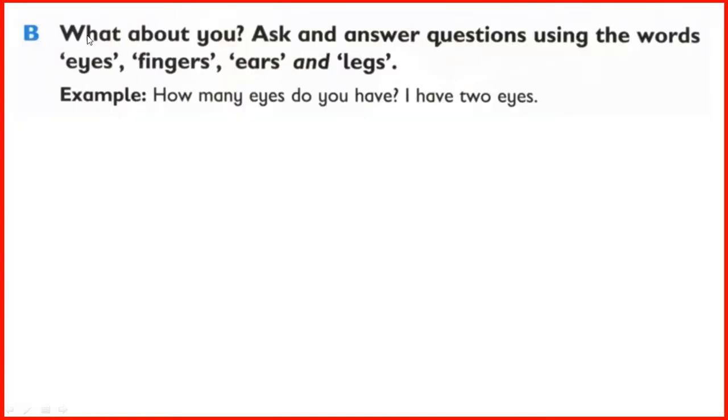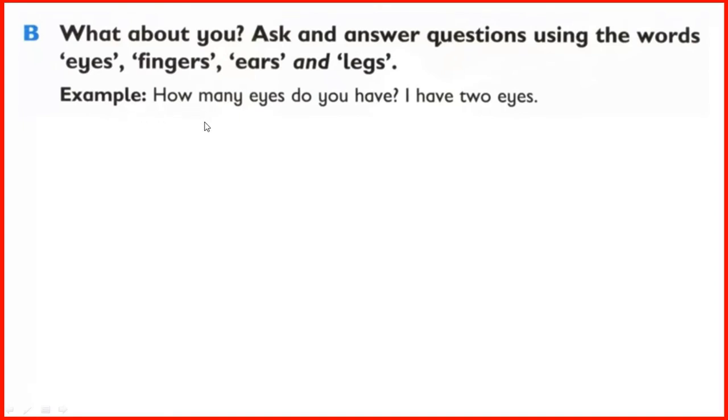Okay, now read this question. What about you? Ask and answer questions using the words eyes, fingers, ears and legs. Now I'm going to ask about you, not monster. Suppose you have eyes, fingers, ears and legs. You have 2 eyes. And how many fingers do you have? You have 10 fingers in your hands. And how many ears do you have? 2 ears. And how many legs? 2 legs.